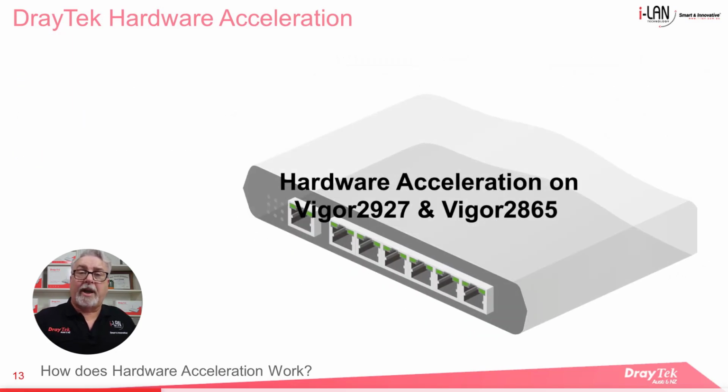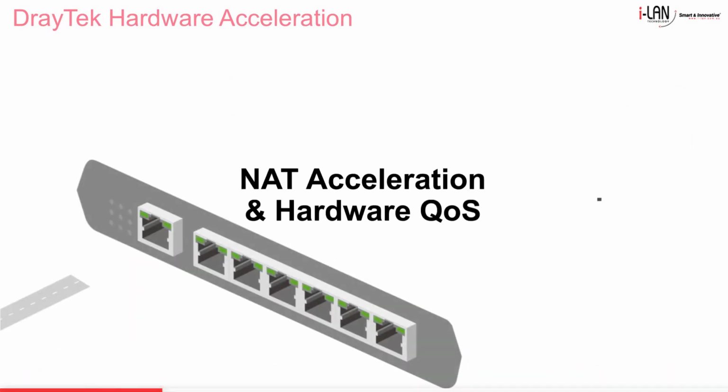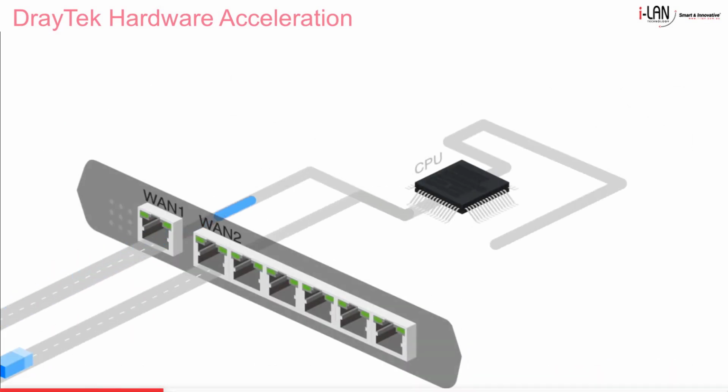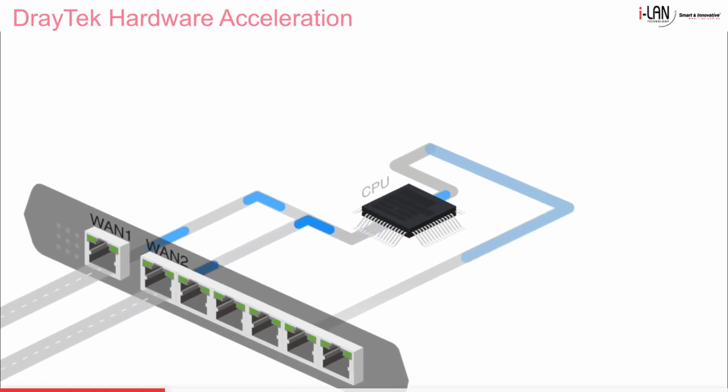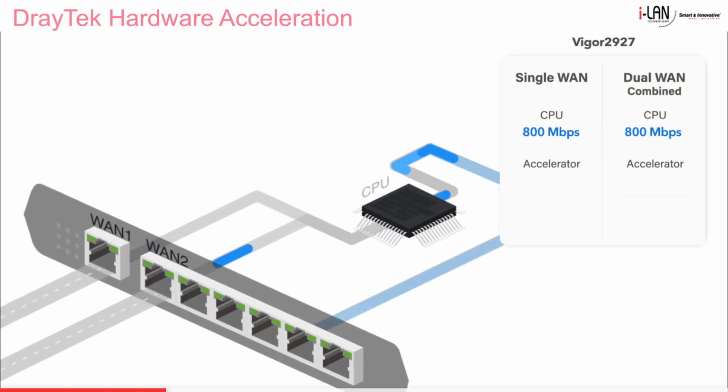Okay, let's look at a short animation. Usually the CPU handles all traffic and sessions through the router. For the VIGA 2927 router, the total WAN throughput is 800 megabits per second, regardless of whether a single WAN or both WAN connections are used. This is the limit of the CPU performance.